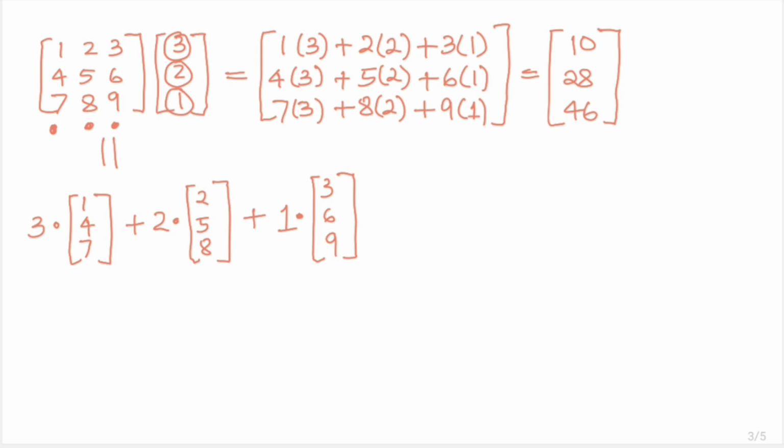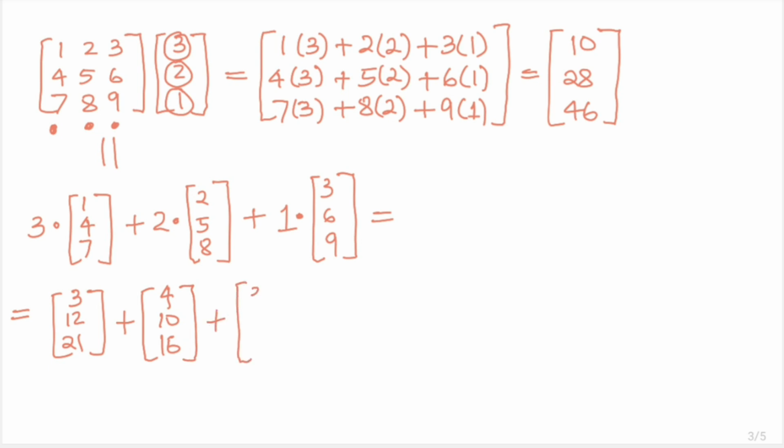Now let's simplify and see what we get. If you multiply this vector, maybe I should write it here, it's going to be clearer. If I multiply this vector by 3, what do I get? I get 3, 12, 21. Here too, I get 4, 10, 16. And then here I get 3, 6, 9.